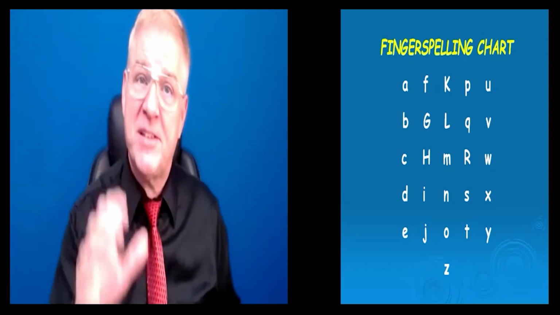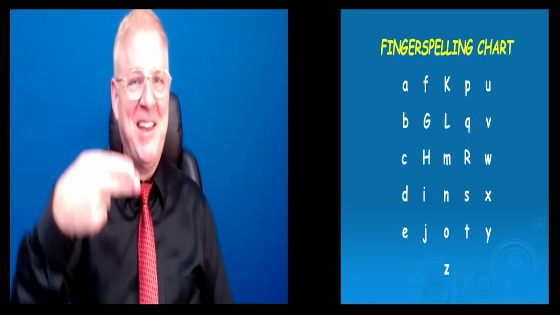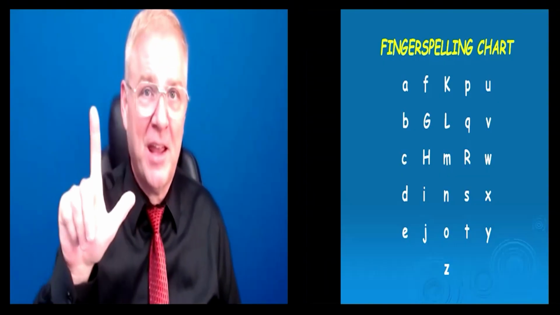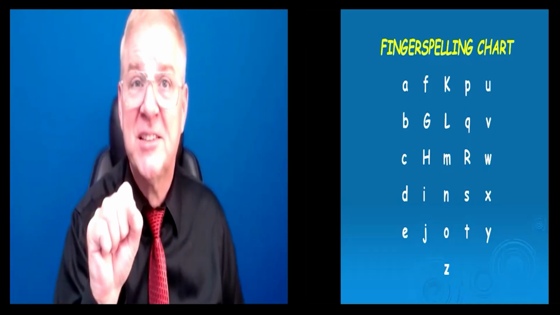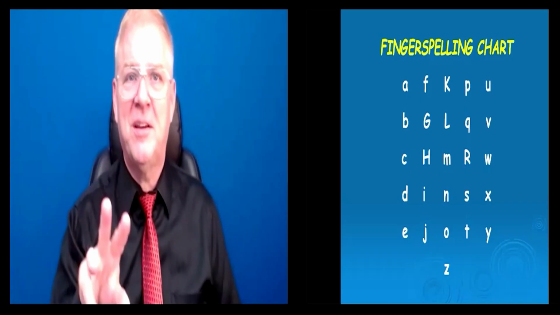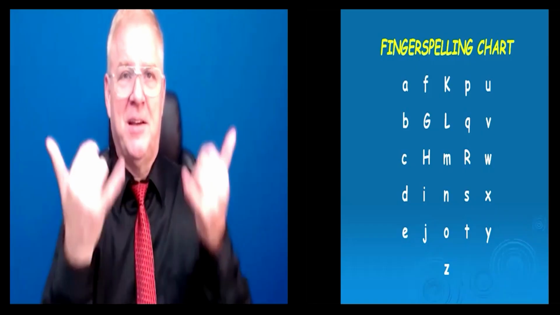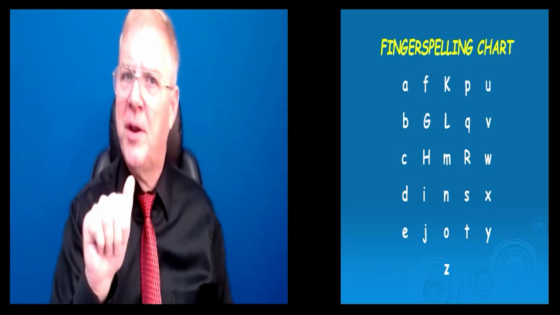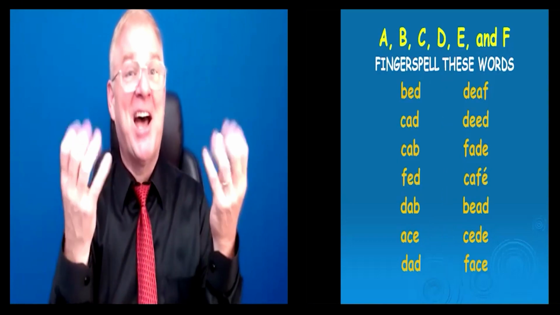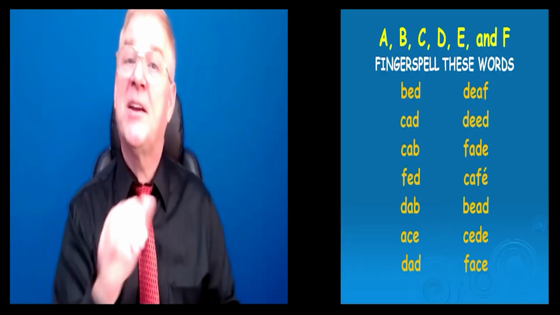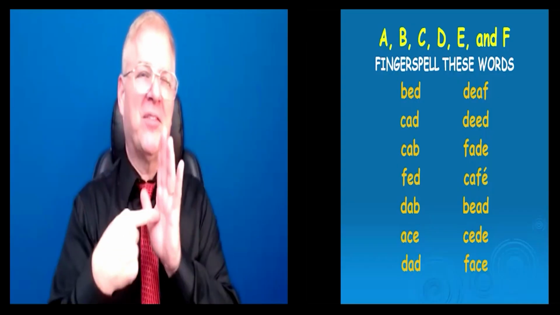So here's the ABCs. A, B, C, D, E, F, G, H, I, J, K, L, M, N, O, P, Q, R, S, T, U, V, W, X, Y, and Z. Now you know your ABCs. Next time you can sign with me. Here's some practice for you. You can fingerspell these words. For example, I'll give you an example.